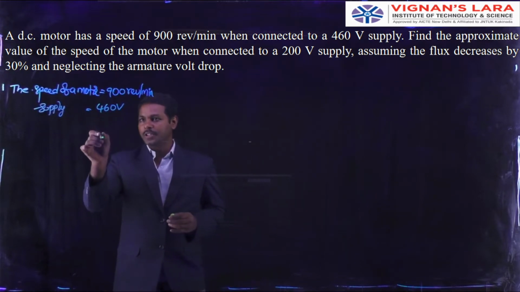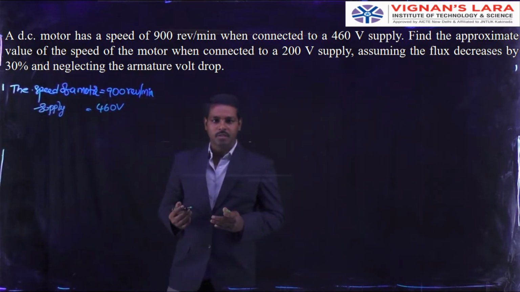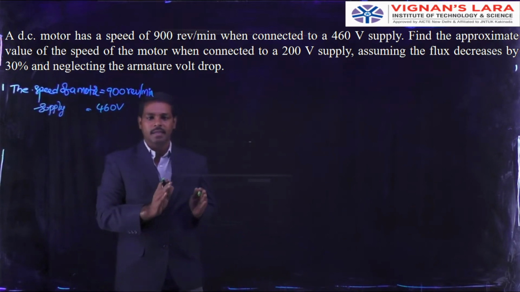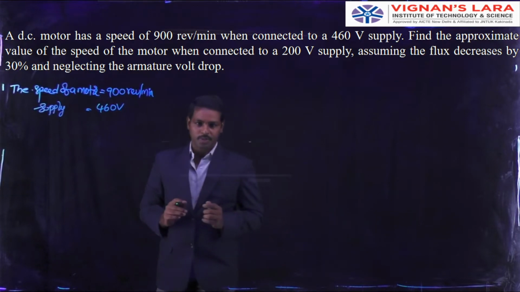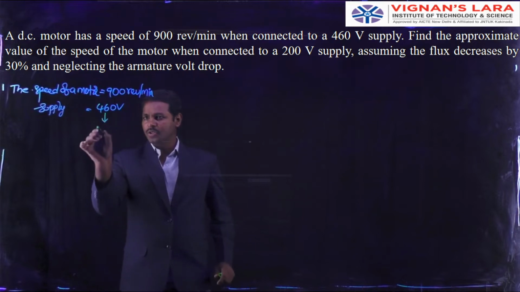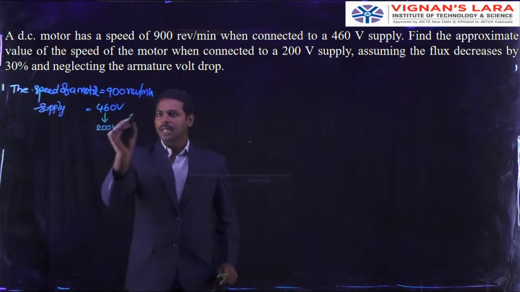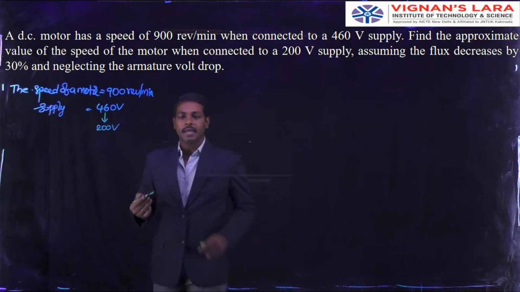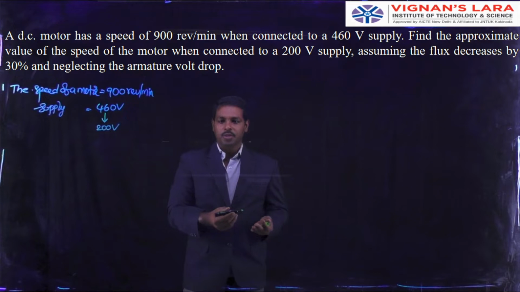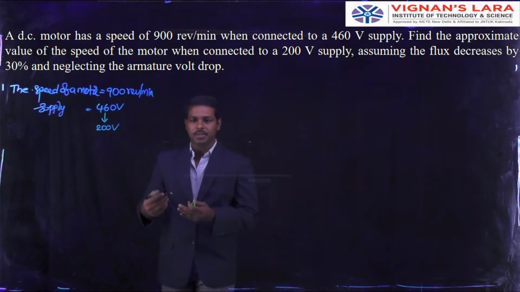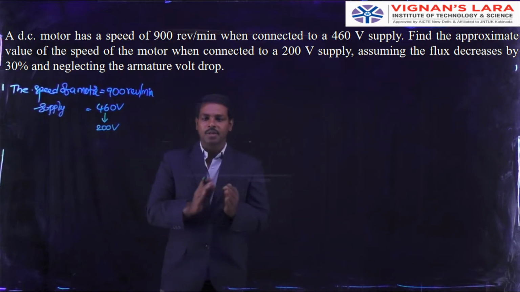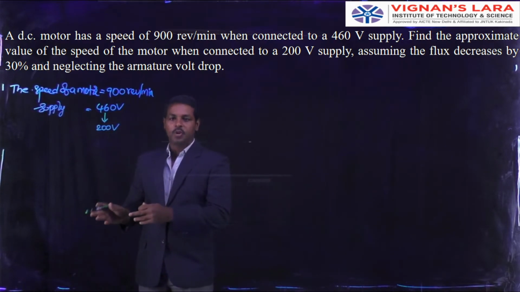The supply voltage is to be reduced to 200 volts. So the corresponding flux is also decreased by 30%, neglecting the armature voltage drop. So in this, the supply is reduced to 200 volts, then flux is also reduced by 30%. Whatever flux is produced by the field poles, in the second condition it is always reduced by 30%. That means only 70% of flux is generated when the supply given to the motor is 200 volts.